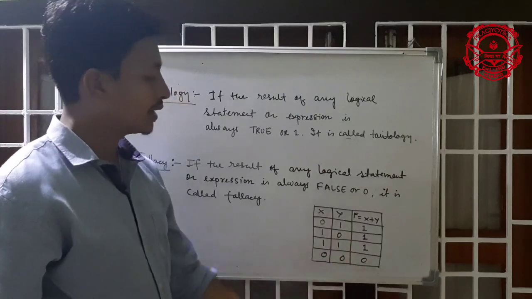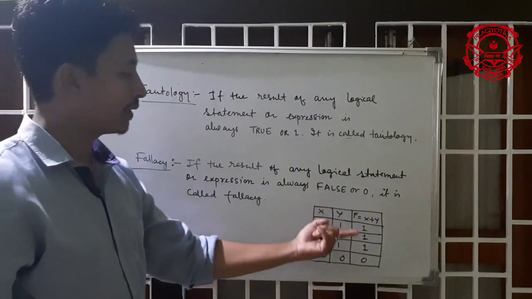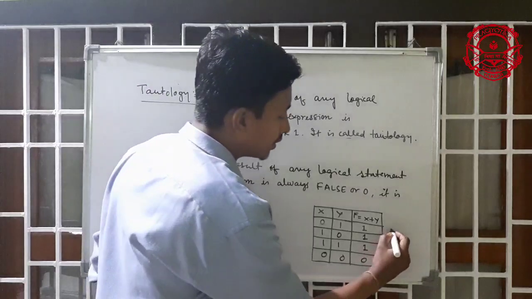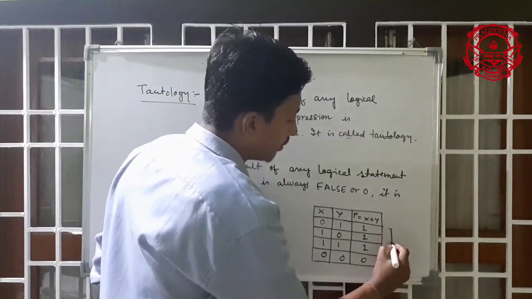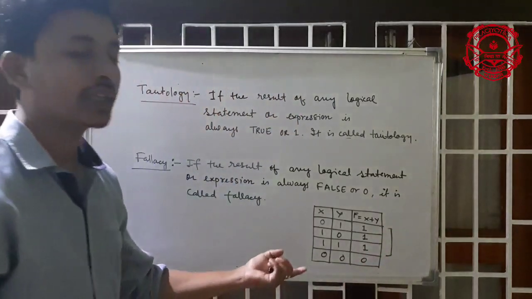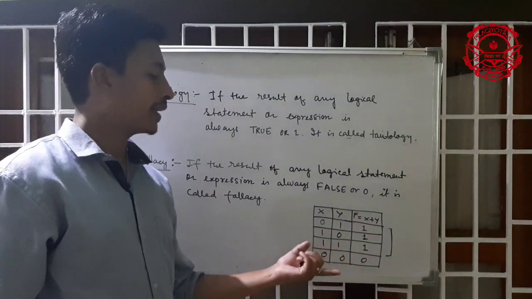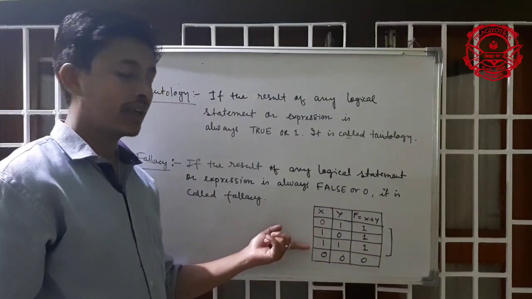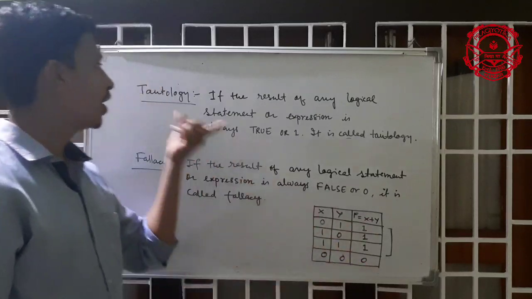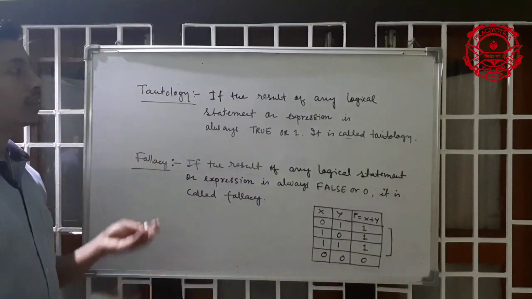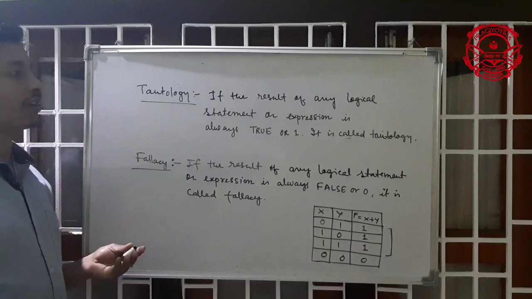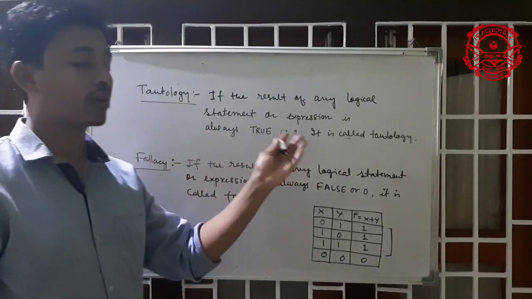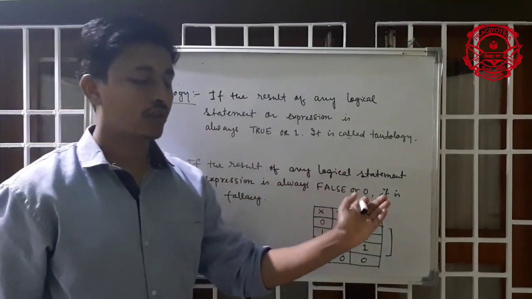So here you can see the three values are always 1. In the OR operator, if either one expression is true, then the answer will be true. That's why all the first three rows are always true. That's why it is called tautology. If the result of any logical statement or expression is always true, it is called tautology.